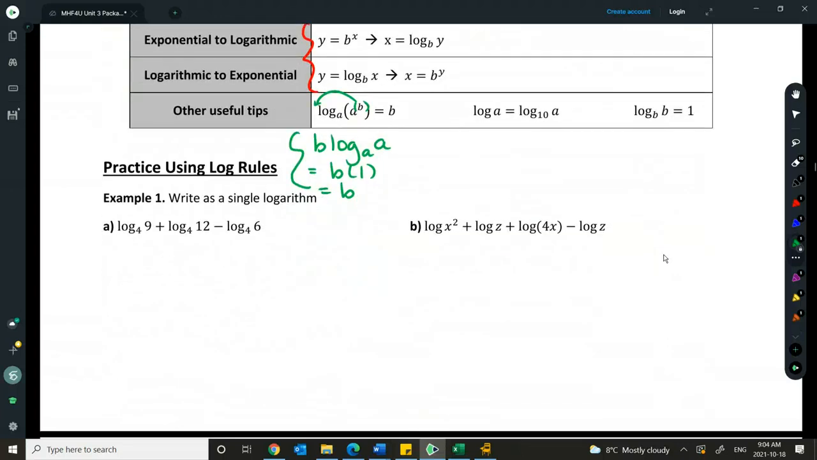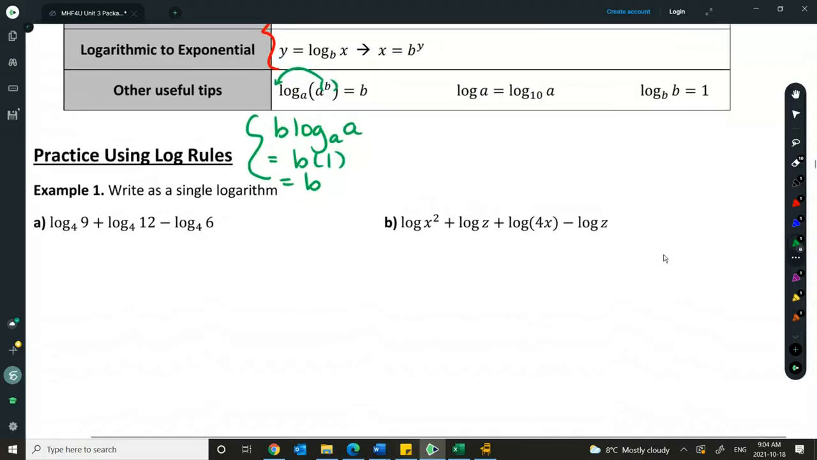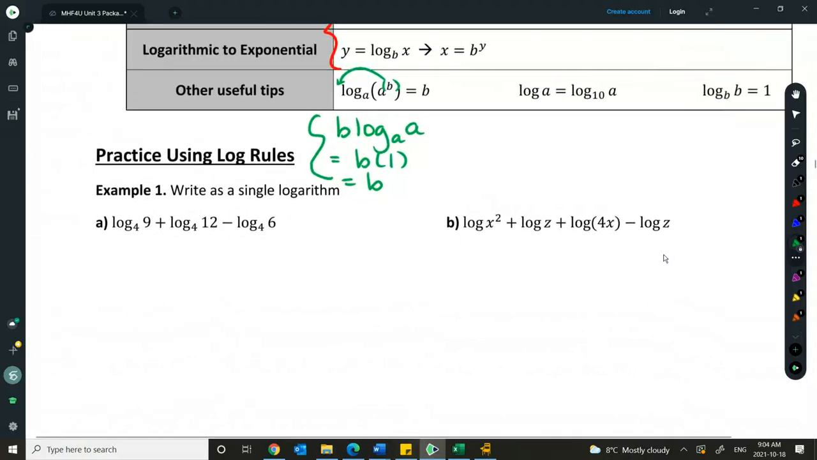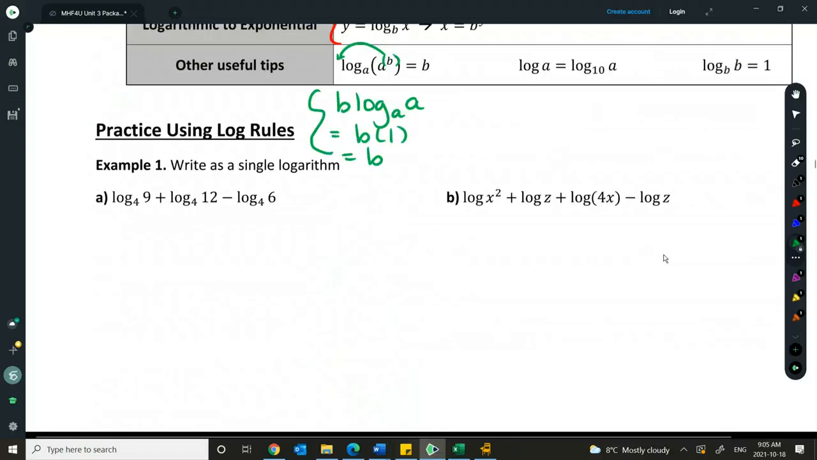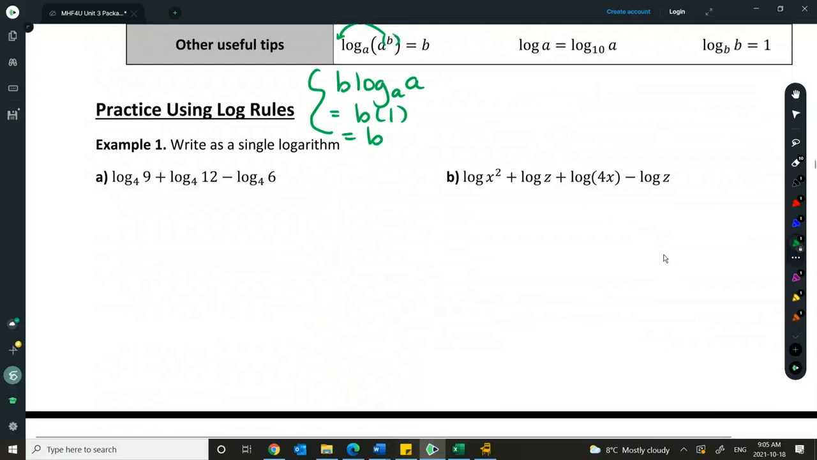Thanks. All right, so here's the example. Let's write these as single logarithms. I have a bunch of logarithms that are all the same base. That's good, because I can't use these first two, or these rules 1 and 3, power law, or sorry, rules 2 and 3, product law and quotient law, unless I have logarithms that are the same base.